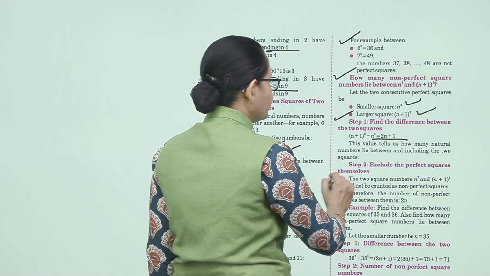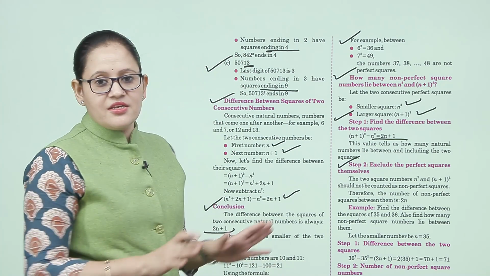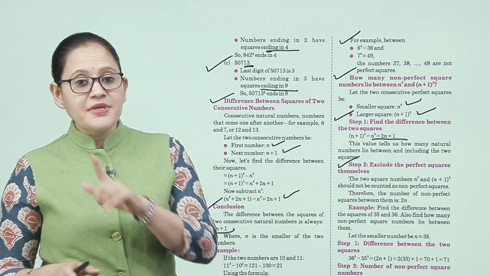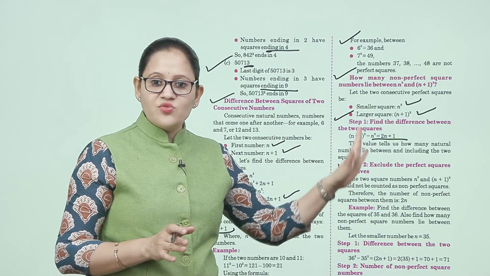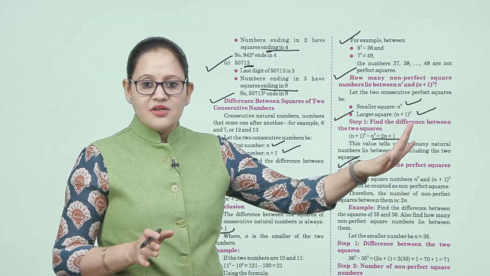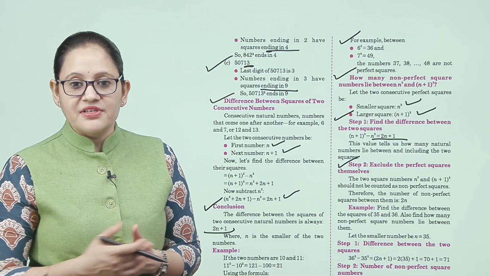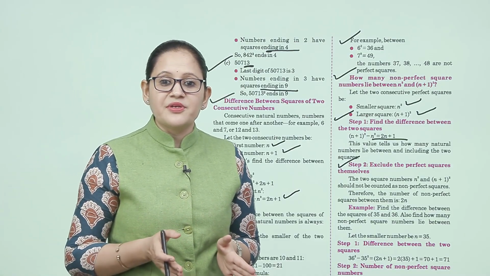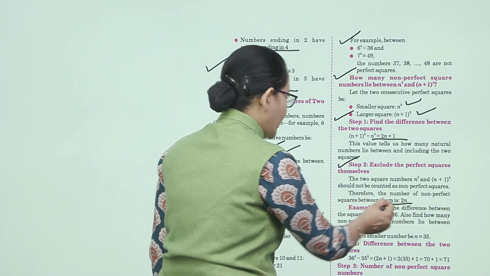Step 2: exclude the perfect squares themselves. So, the two square numbers n square and (n plus 1) square should not be counted as non-perfect square numbers. Therefore, the number of non-perfect squares between them is 2n.